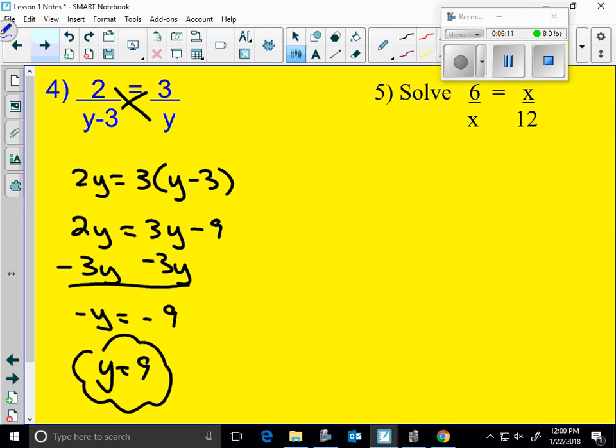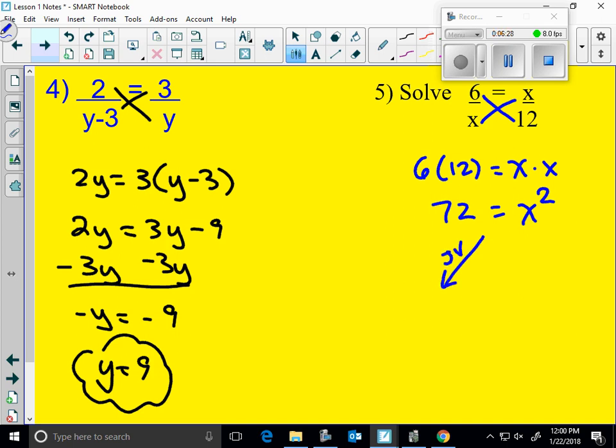Okay, this one's a funky one. I like it. All right, 6 times 12 is, well, I guess I should write it out. x times x is, well, that'd be 72, and that'd be x squared. Ooh. Okay, a couple different ways we could go here. Let's go the JV route first, and then we'll go the varsity route second.